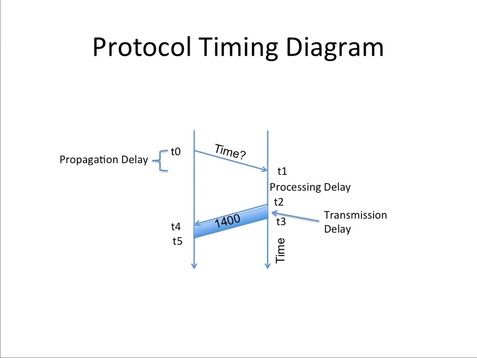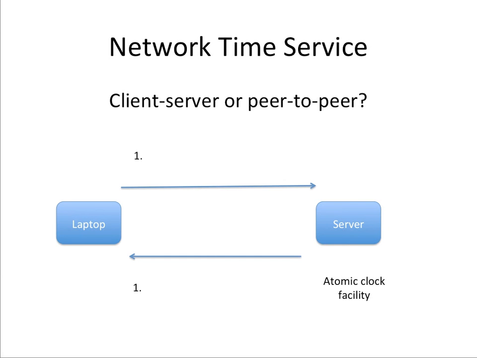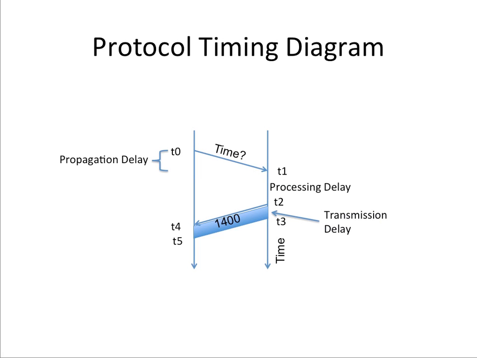The server receives it. The server is going to do some processing. What's the processing delay in this case? We said the server is hosted in an atomic clock facility. It probably needs to go look up what the current time is, right? That's the processing delay, and the server is going to send a response back to the client. Okay, it's 2 o'clock. So that's the protocol diagram. We designed the protocol, and we've analyzed all the possible sources of delay. And it's actually very important to analyze this kind of protocol.